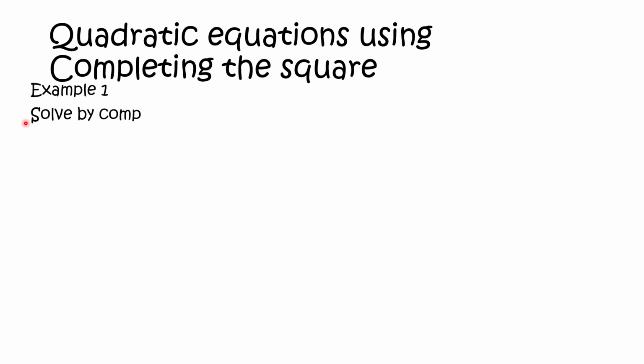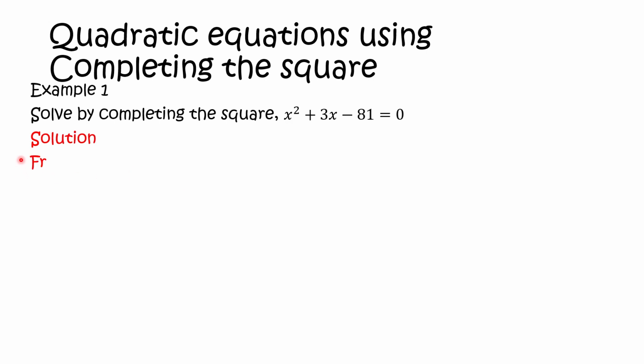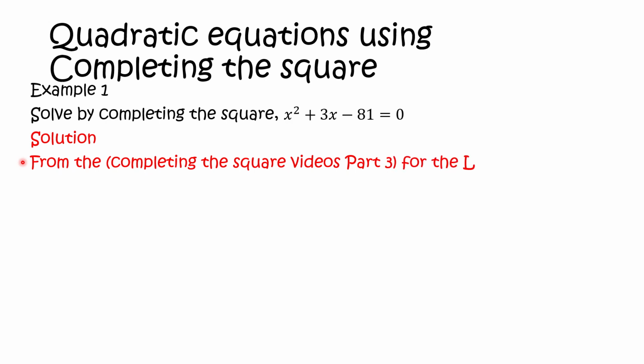Today, we'll look at the first example. Solve by completing the square: x squared plus 3x minus 81 is equal to 0. The solution. Recall from our completing the square video, this was part 3, we focus on the left-hand side.